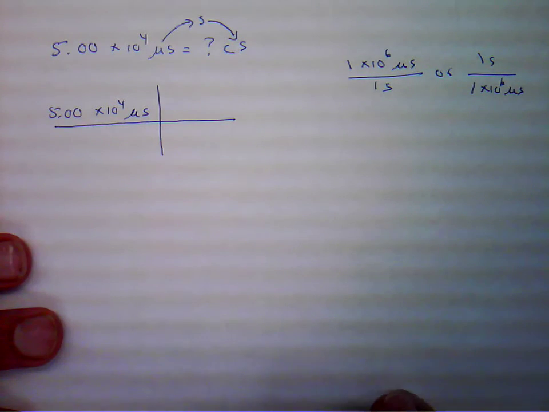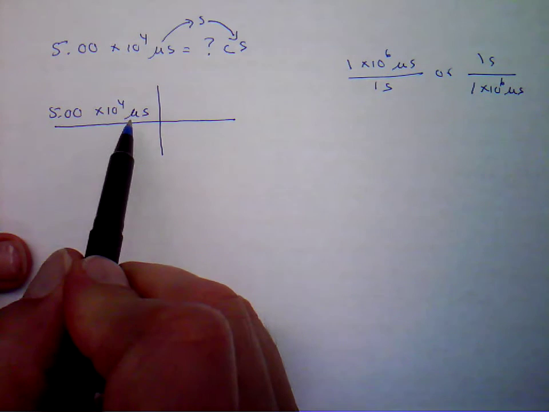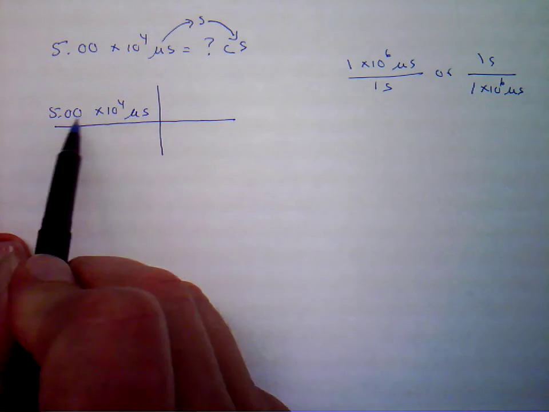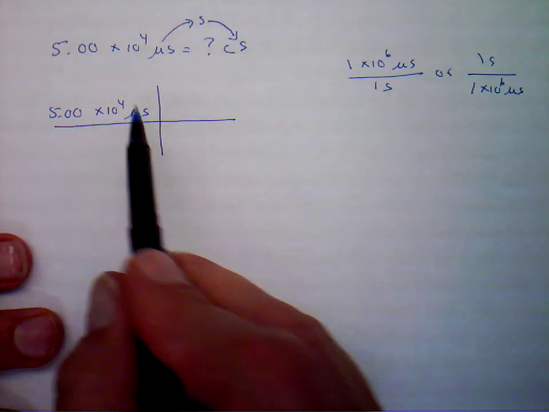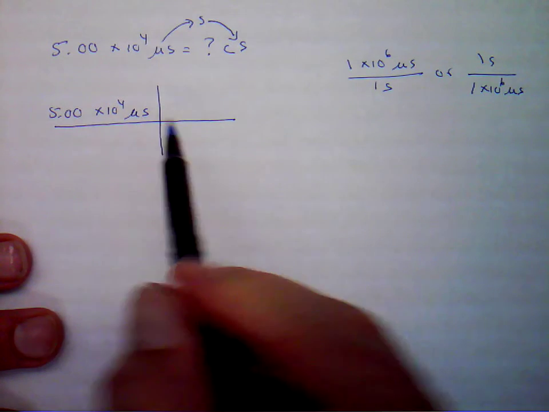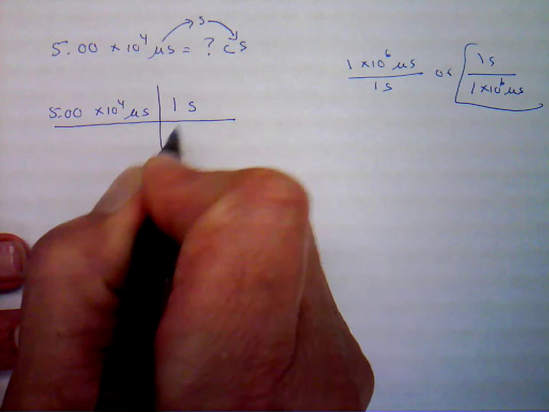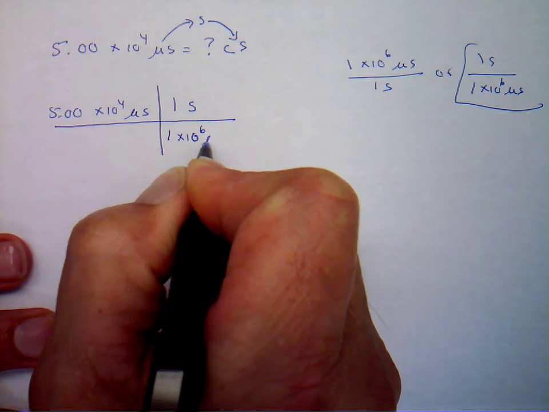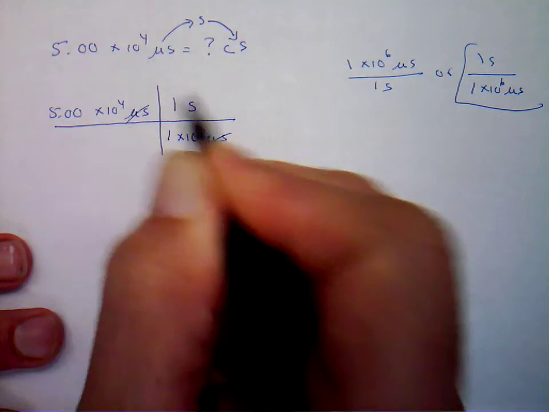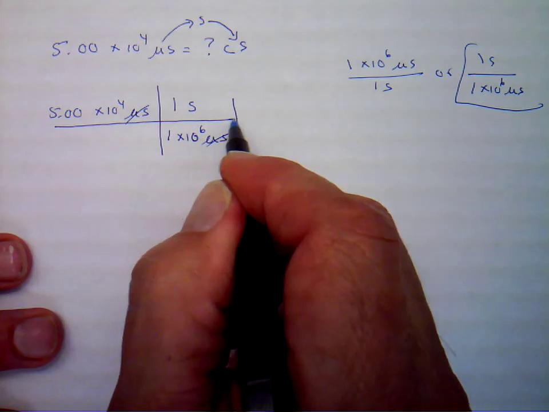Either way is correct. We have to choose which of these fractions we use by looking at what we're given. Since we're given microseconds, and microseconds is in the numerator, we need to choose a fraction so that microseconds is in the denominator, so it cancels this one out. So the fraction that we choose is going to be this one. So we put 1 second over 1 times 10 to the 6 microseconds. Microseconds cancel.